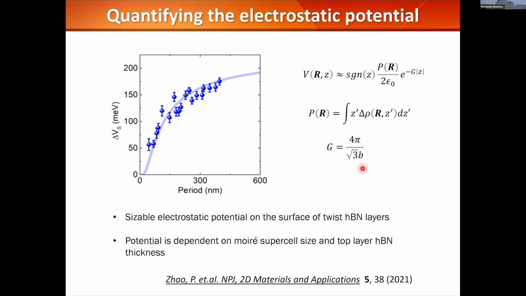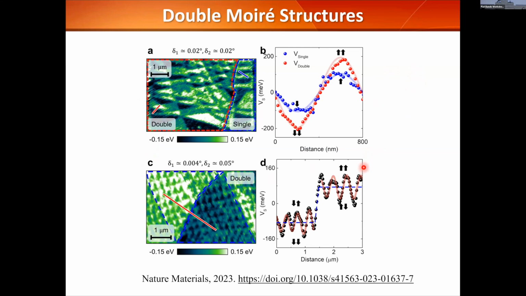Anyhow, so what we wanted to do is not use the ferroelectricity of the twisted hBN, so to speak, but we want to use the electrostatic potential to modulate adjacent structures.